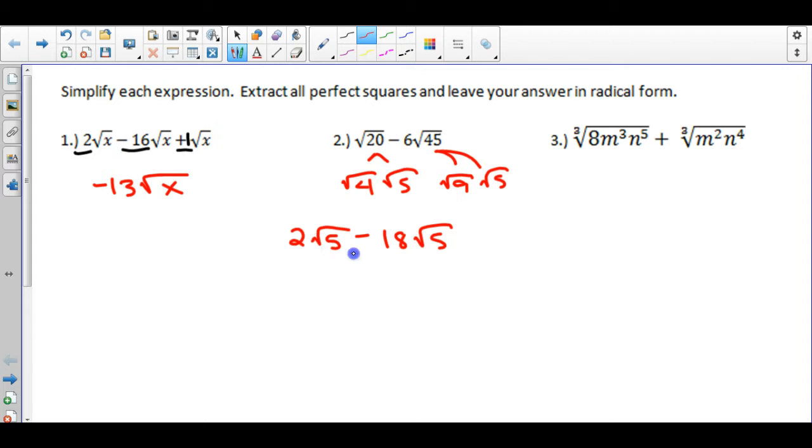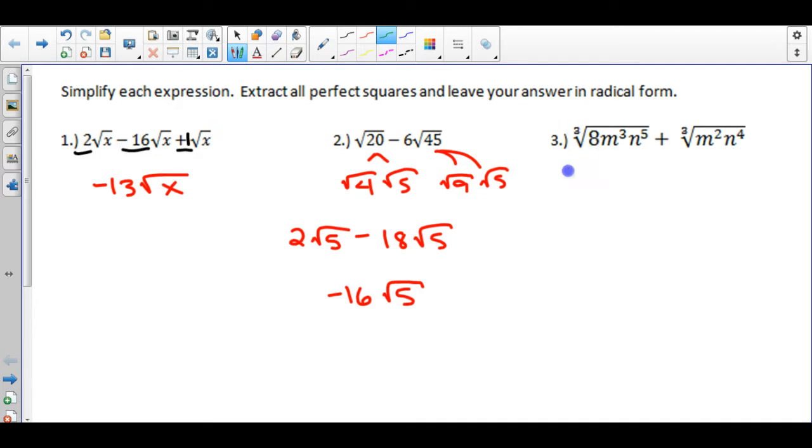So at the very end, now that we have the same radicals, I can combine the coefficients. 2 minus 18 is negative 16, and then again, you just bring the radical down with it. And then the last problem. This one has cubed roots in it, so we're going to simplify this expression first by extracting the perfect cubes, and I'm going to take out some of these variables.